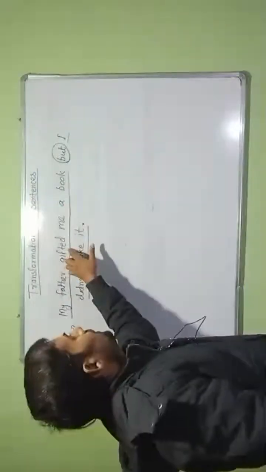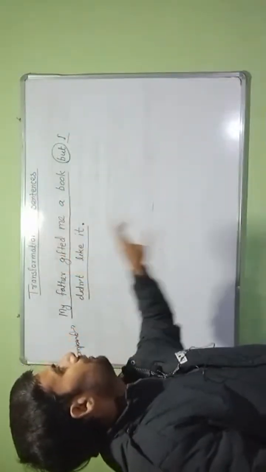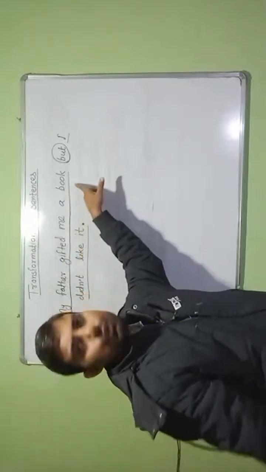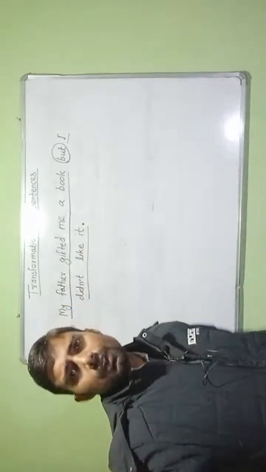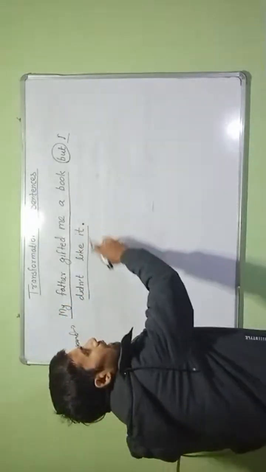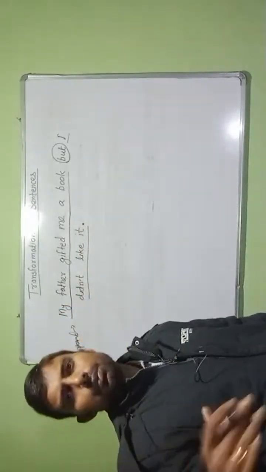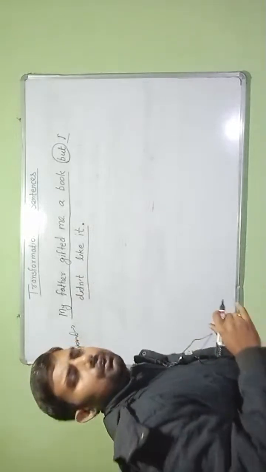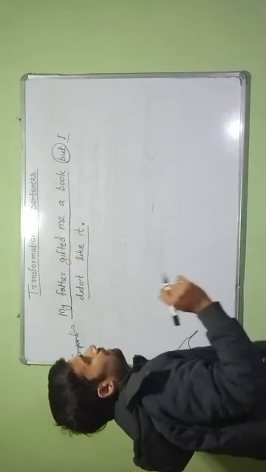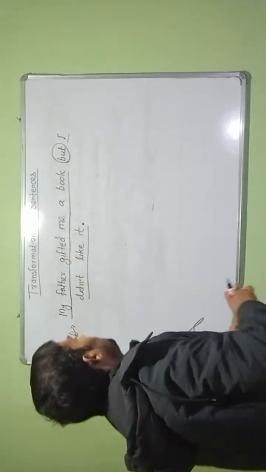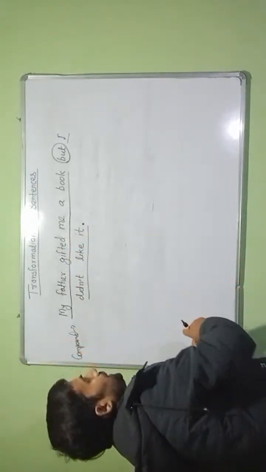So you can change the first clause into a phrase. If you change this clause, "my father gifted me a book," into a phrase, this sentence will have only 1 clause and it will become a simple sentence. So how can you do that? My father gifted me a book. You can write it this way.